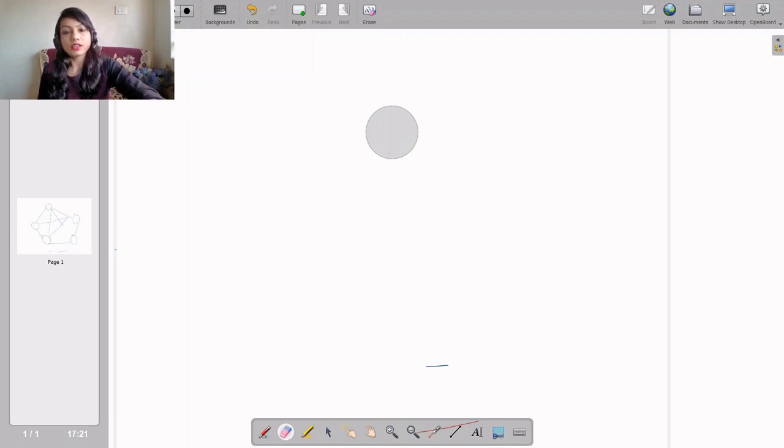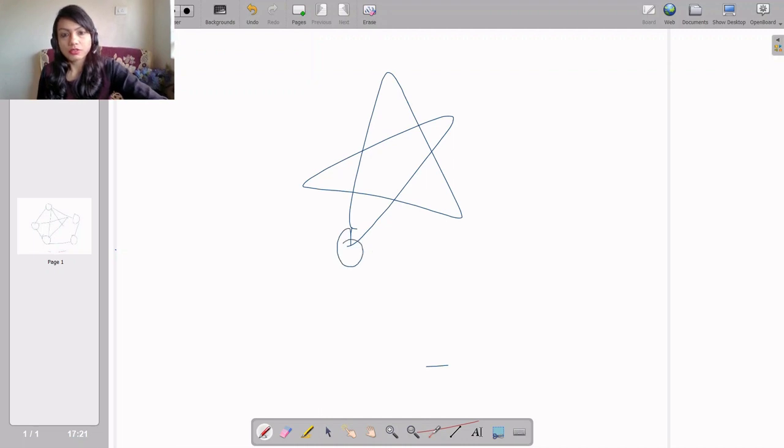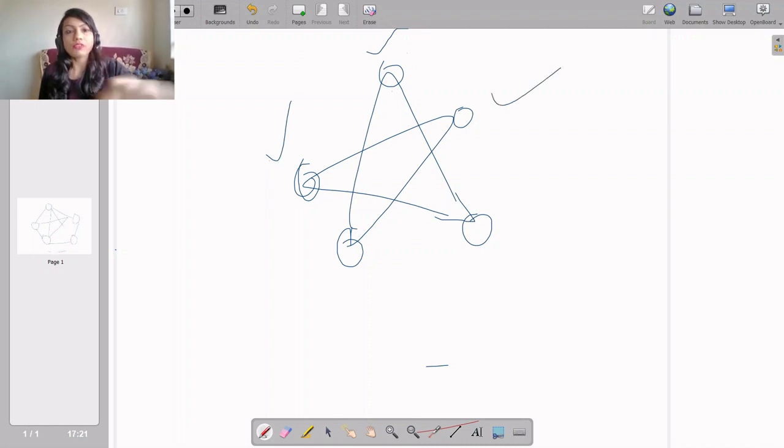Now let's see the graph coloring problem. Assume we have this graph. We have to color it such that we use the minimum colors, and the adjacent vertices should not have the same color. This vertex should not have the same color as this, and this vertex doesn't have the same color as this. So that has to be taken care of.